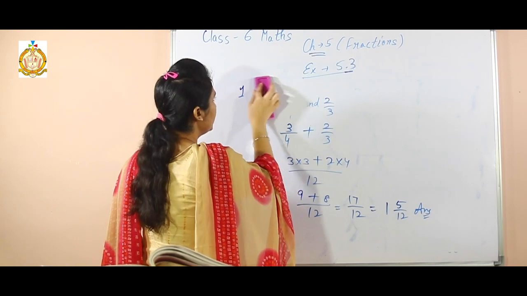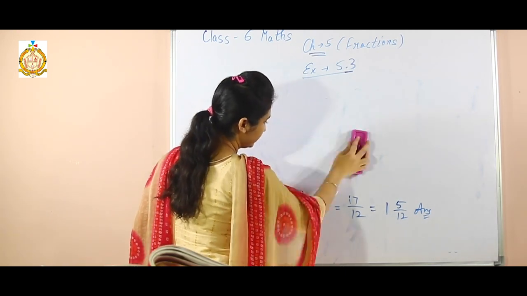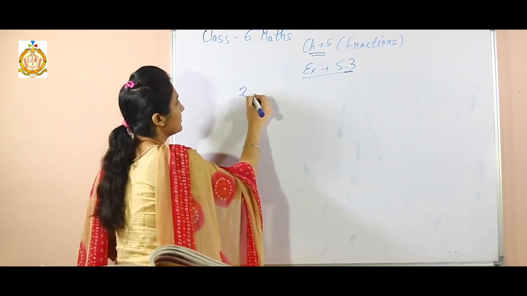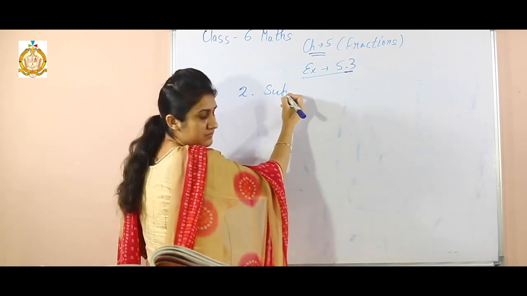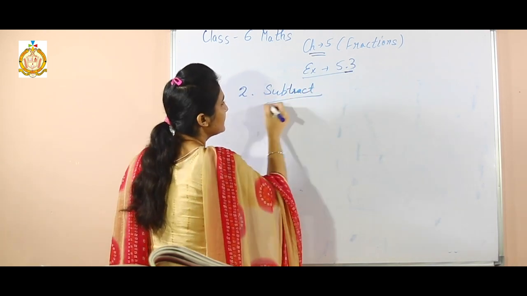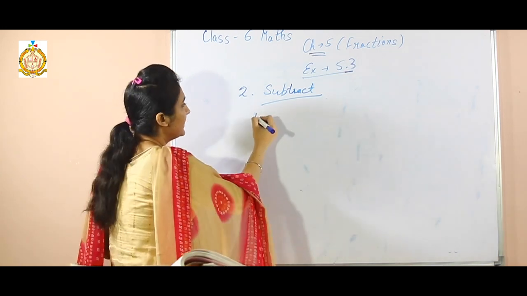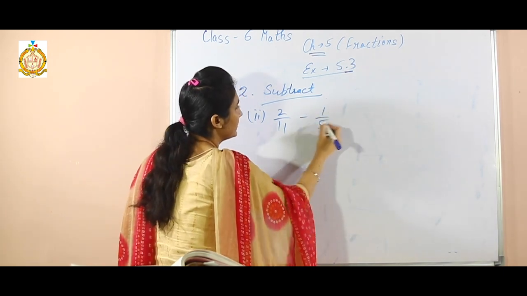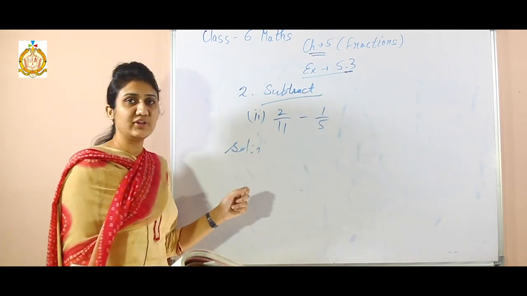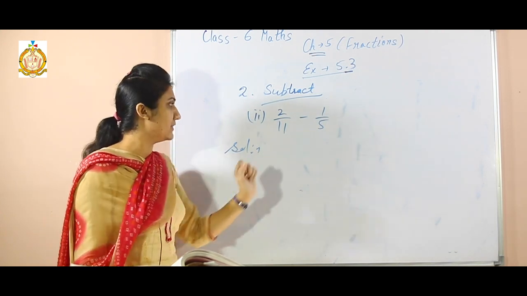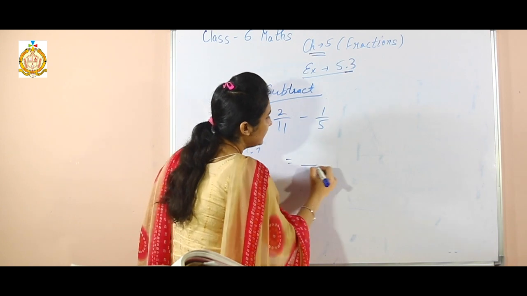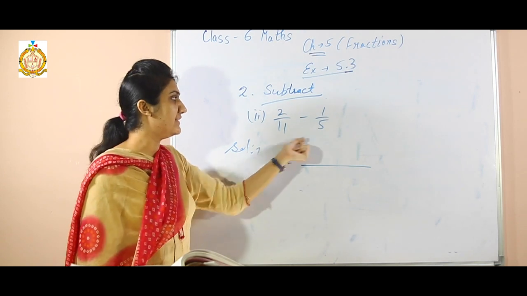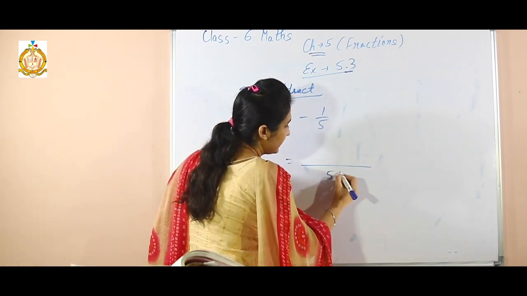In the next part, we have to subtract. Subtract 2 by 11 minus 1 by 5. Do it in a similar manner, but where there was a plus, now there is a minus symbol. Just take the LCM of 11 and 5. Again 11 and 5 are co-prime numbers, so simply multiply them. 11 into 5 is 55.